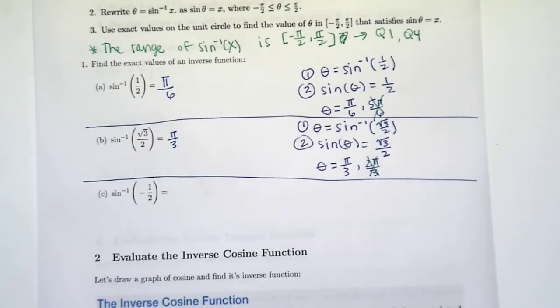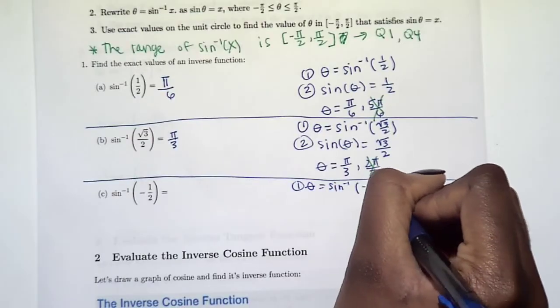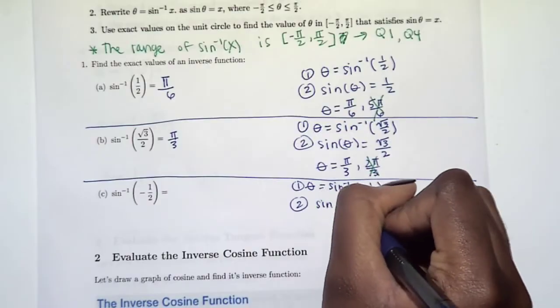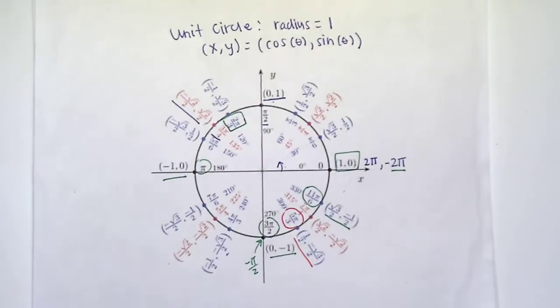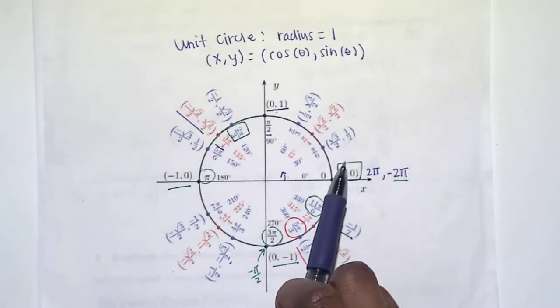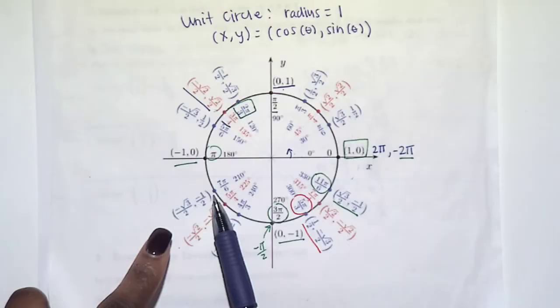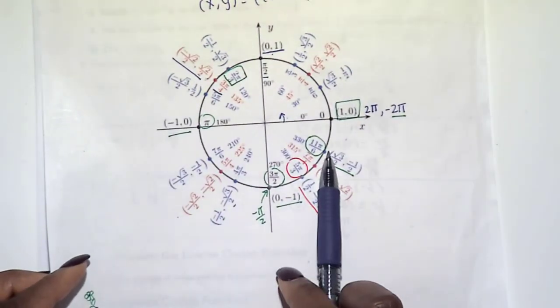Okay, last one, sine inverse of negative 1/2. So again, we're trying to find the angle given by sine inverse of negative 1/2, which means we want to find all the places where sine theta is negative 1/2. So we bring out our unit circle. Where is sine theta equal to negative 1/2? Well, over here, 7 pi over 6 and 11 pi over 6.